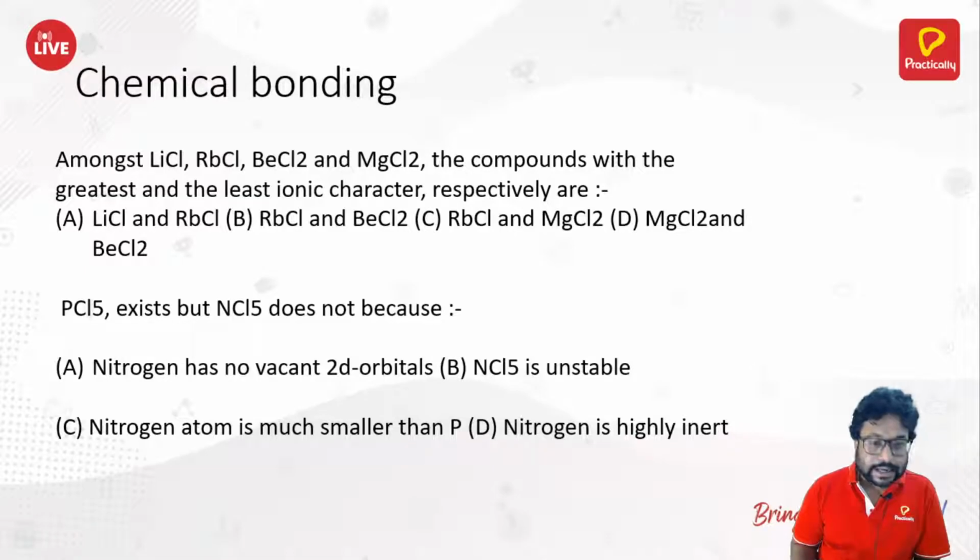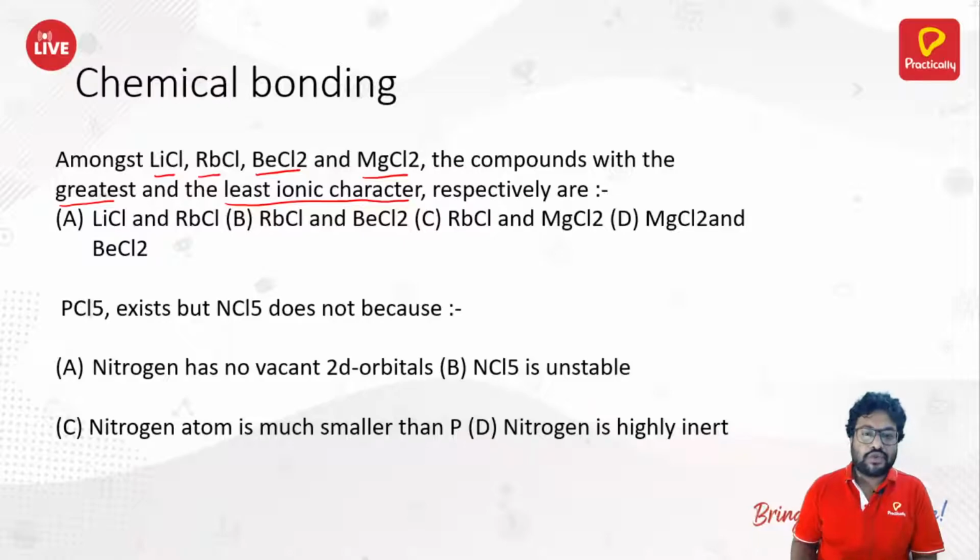Next: among LiCl, RbCl, BeCl2 and MgCl2, the compounds with the greatest and the least ionic character respectively are. Now you have chlorine everywhere. Okay, apart from chlorine, what do you have?